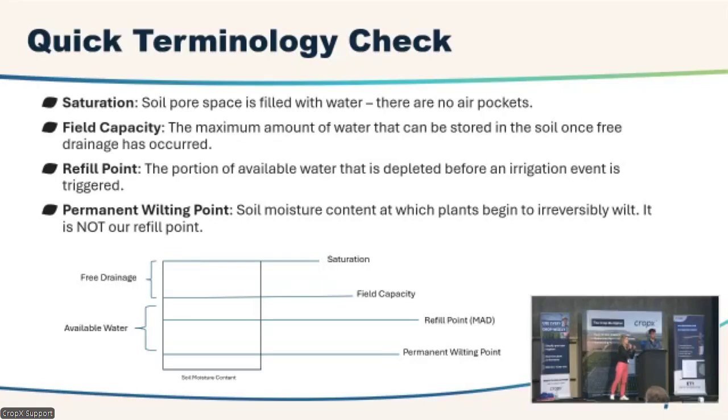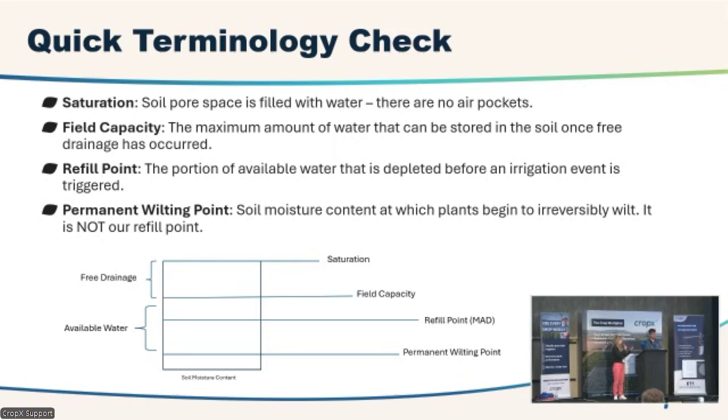Refill point is just that trigger to irrigate. That's always going to be more of a personal preference type of thing. It's also called management allowable depletion. That's what you will hear from university extension classes. If you ever do one of those, they're going to refer to it as allowable depletion, not the refill point. And then permanent wilting point, that is when your crops are really going to start to hurt.